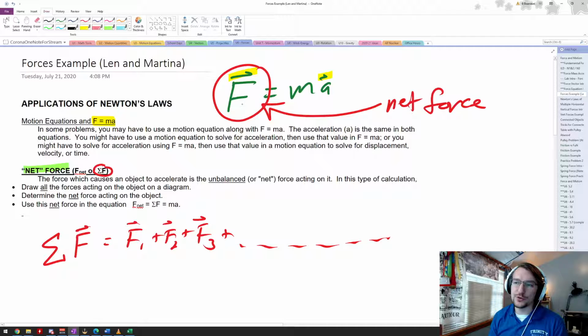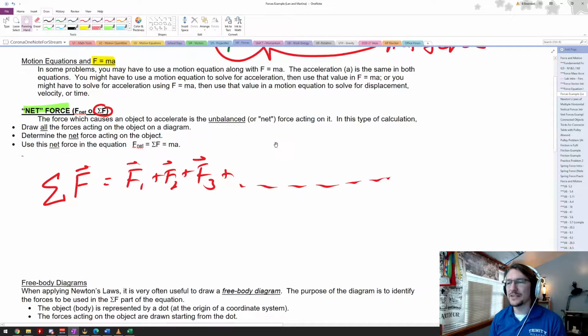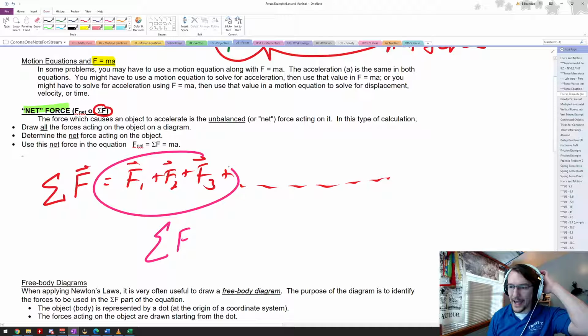Sometimes we'll just write it as F equals ma, but we're really saying that the net force, all of the forces added together, equals mass times acceleration, okay? So please keep that in mind. As we just do this more and more, you'll just start writing the letter F and just know what it means. But as we start moving into this, you'll see me write a lot of sigma F so that we know we're adding up many, many forces in a problem, okay?